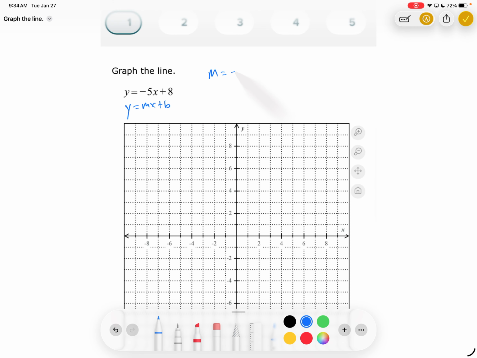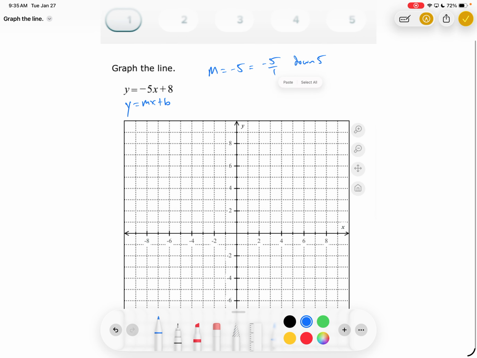My m here is -5. So I get -5 over 1. It's negative, so I would go down 5 to the right 1. And my y-intercept is at 8, so that is my starting point. Okay, so I start at 8, and then I go down 5 to the right 1.